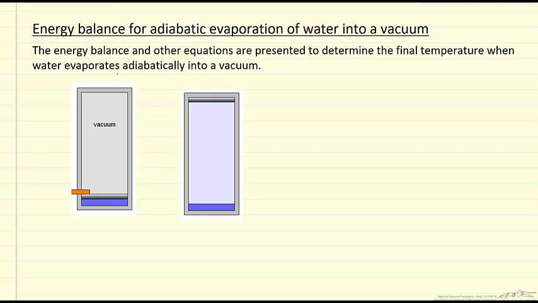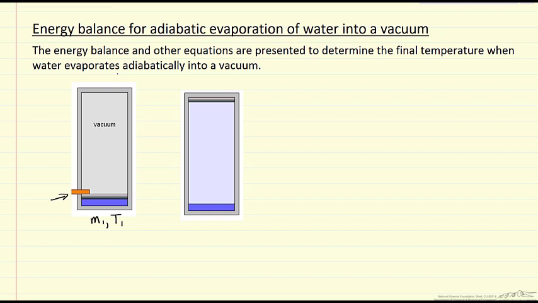Here we have a situation where we start out with some mass of a liquid, in this case let's call it water, at some temperature, T1, and there's a piston above the liquid, held in place by a stop, and there's vacuum above it. And what we're going to do is pull out the stop, let it go to equilibrium.